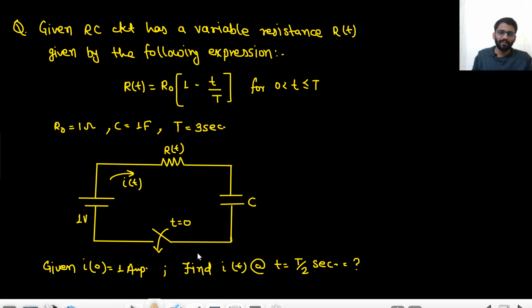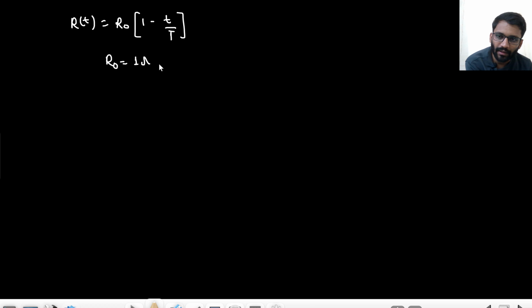Also they have given the initial value of current, that is 1 ampere. So this simple RC circuit is there, the initial value of current is given, and the resistor value that is time dependent is also given. Okay, the T value is 3 seconds, the r naught value is 1, so you can replace it. So what is RT given? That is 1 minus t by 3 actually. RT is r naught into 1 minus t upon capital T. So r naught is 1 ohm and capital T is 3 second, right? So your RT would be 1 minus t by 3 ohm.